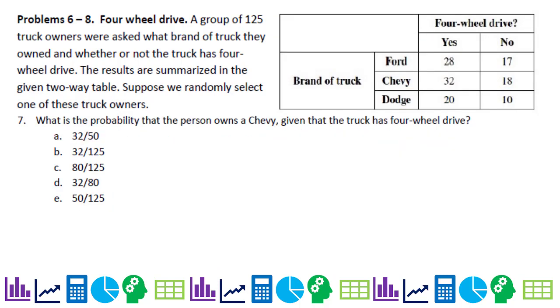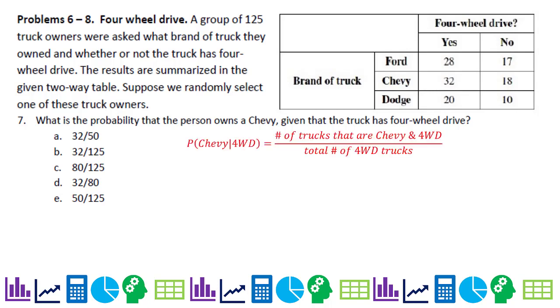Then I have to subtract out that double count, which is the 20 over 125, and I get the same answer. Now we want to know what is the probability the person owns a Chevy given that the truck has a four-wheel drive. Now, you can just look at this simply by looking at the table without using any fancy formulas. So we're only looking at four-wheel drive trucks, and we want to know what's the probability to have a Chevy.